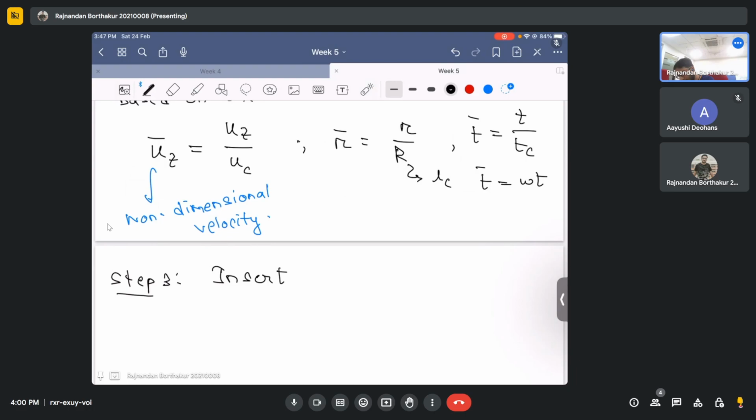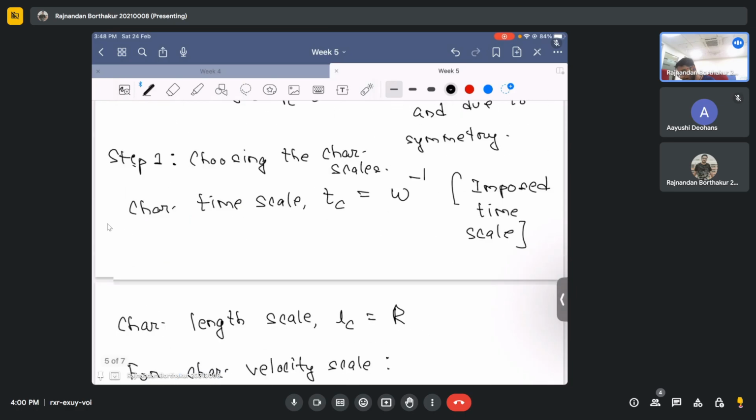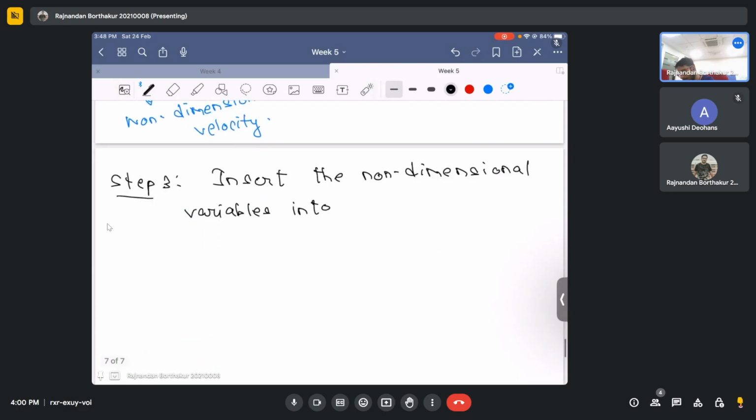Insert the non-dimensional variable into the governing equation, which is basically what? So our governing equation was 1, I think. Yeah. All right. Into 1. So if we do that, let's see what we get.